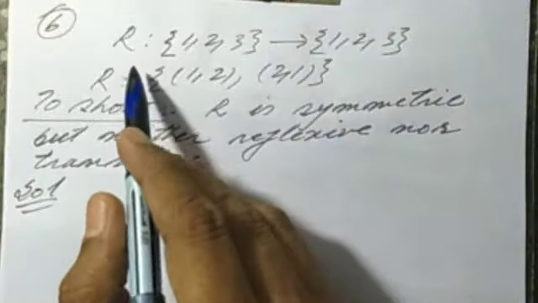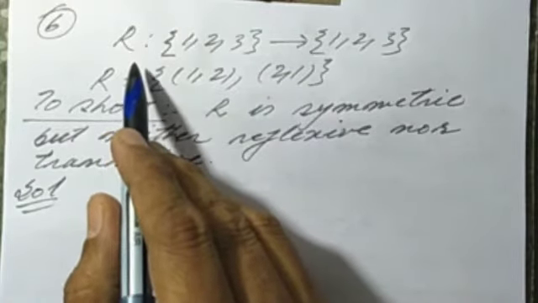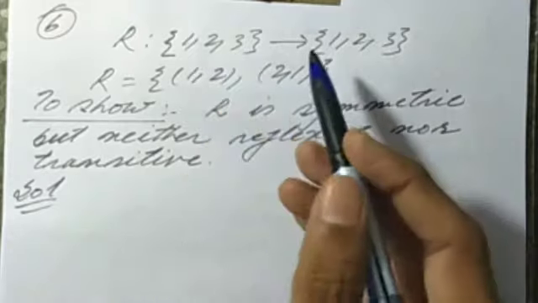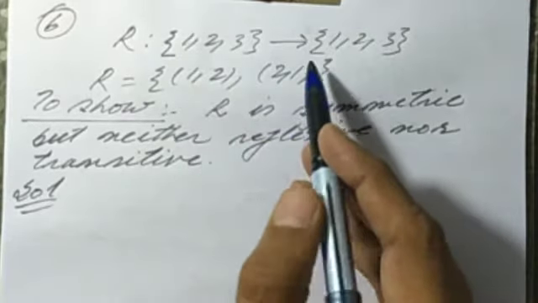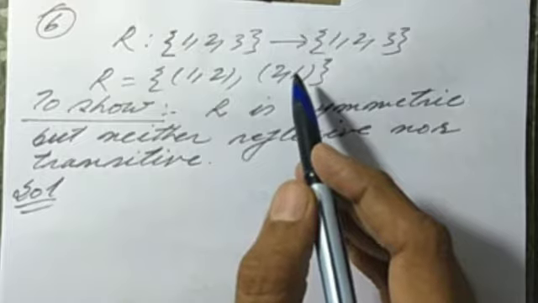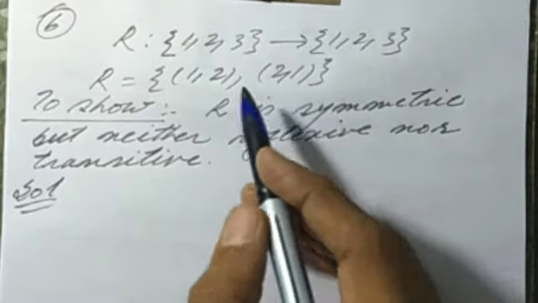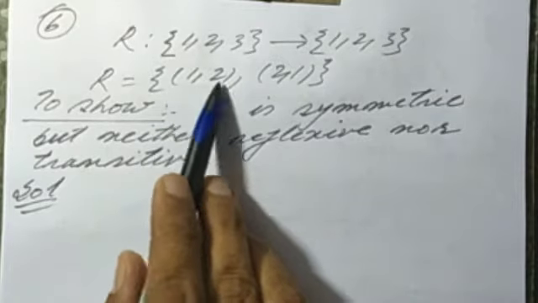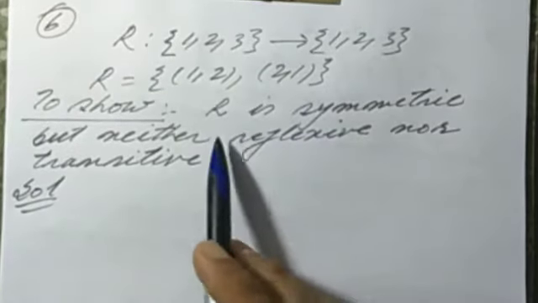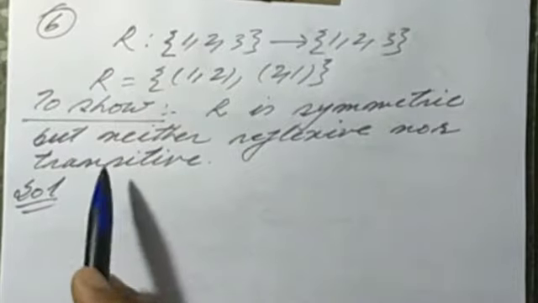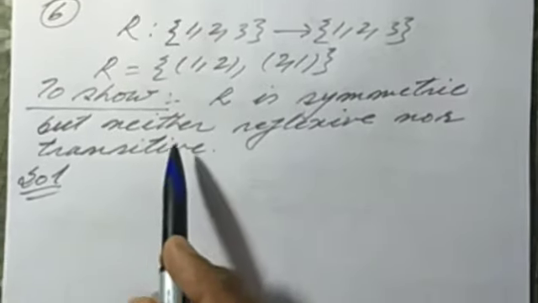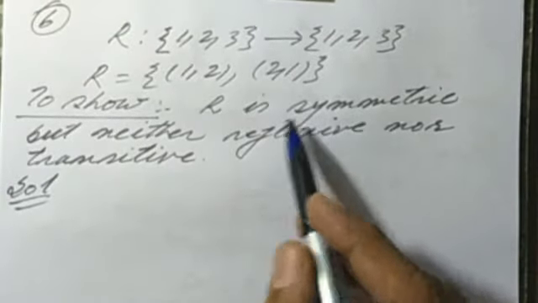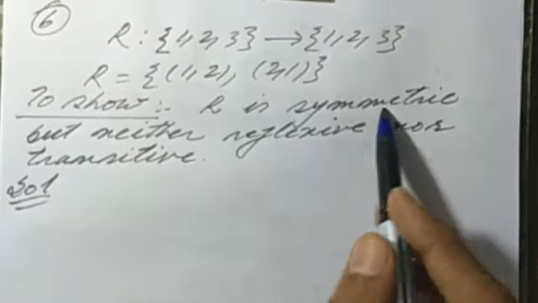Question number 6. R is a relation in the set {1, 2, 3}, that is, domain and codomain are the same set, the set of first three natural numbers 1, 2, 3, and R is defined as the set of ordered pairs (1, 2) and (2, 1), and we have to show that R is symmetric but neither reflexive nor transitive. So let us talk about symmetry first, because we have to show that R is symmetric.